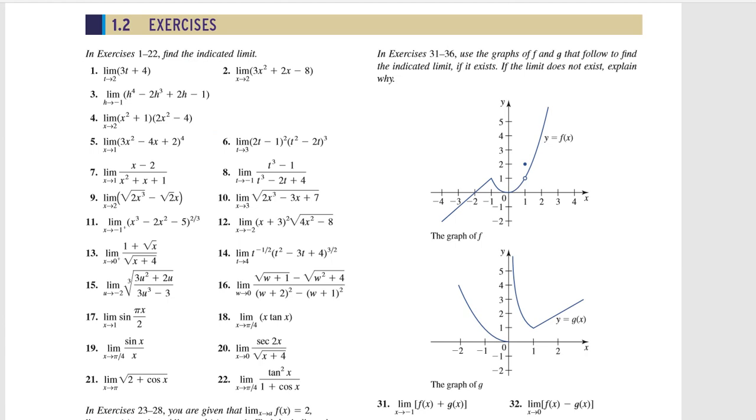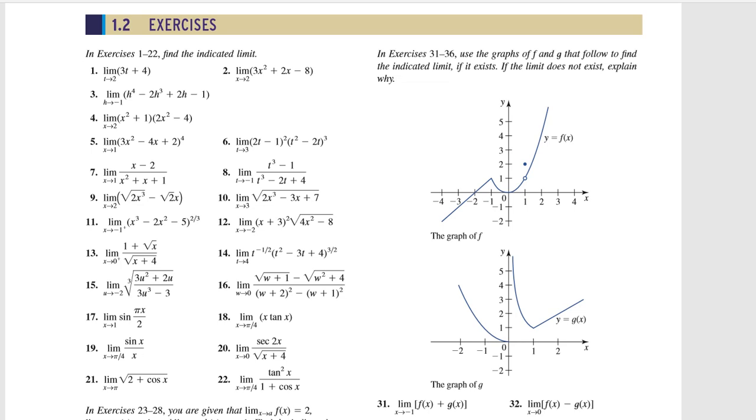Now for something like number 20, secant 2x, well, you plug in 0, you get secant of 0. Now secant of 0 is 1, right? 1 over cosine of 0, which is 1. 1 over 1 is 1. So the numerator in number 20 is 1. The denominator is square root of 4, makes it 2, because 0 plus 4 is 4. So the answer is going to be 1 over 2, 1/2.